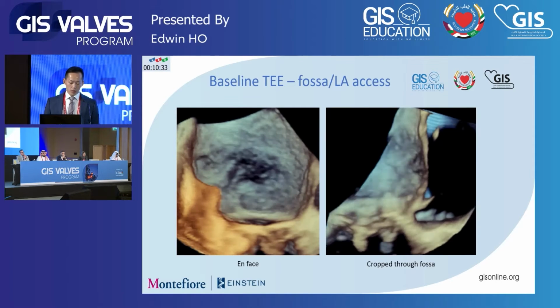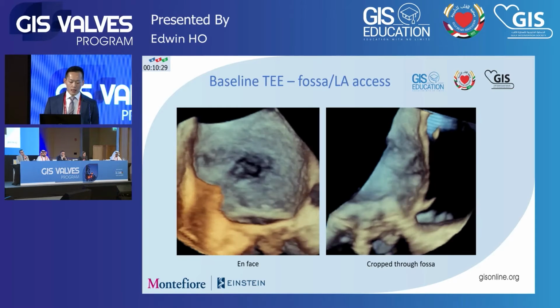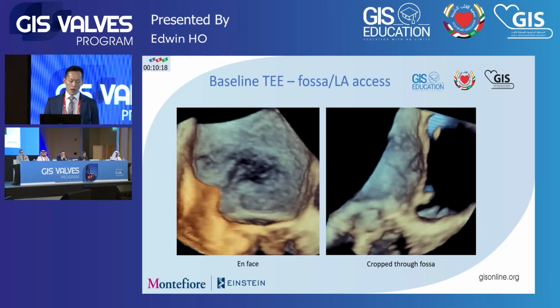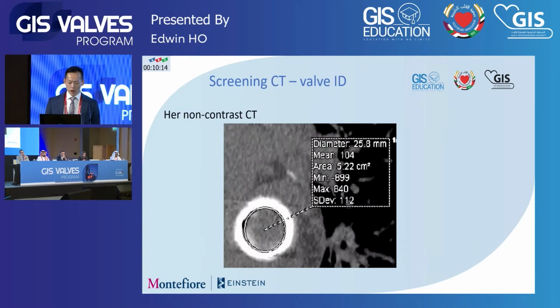So you can do an on-face view looking directly at the fossa from the left atrium. It gives you a sense of both height and the anterior-posterior position. And then if we actually do a crop plane through the fossa, we can get probably a more accurate estimation of height, just because we are not dealing with an abnormal imaging plane that's cutting diagonally, for example, towards the valve.